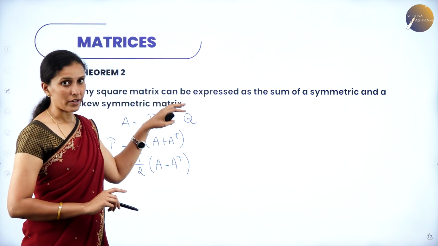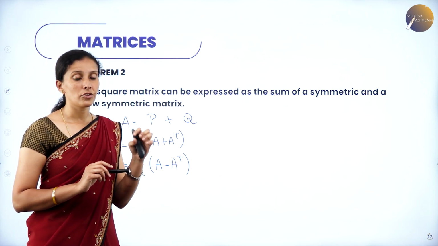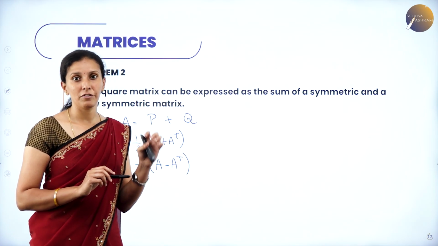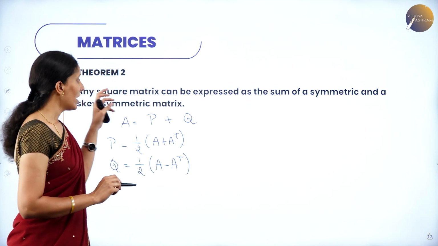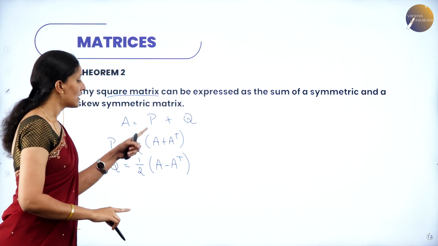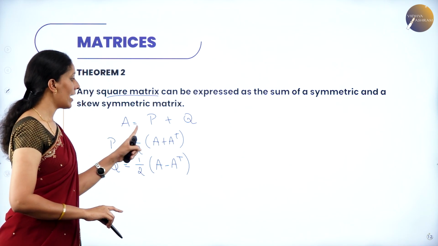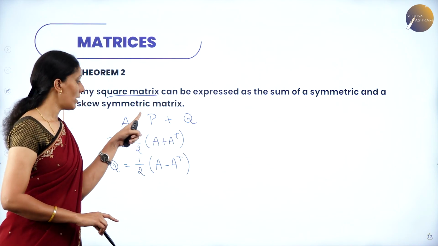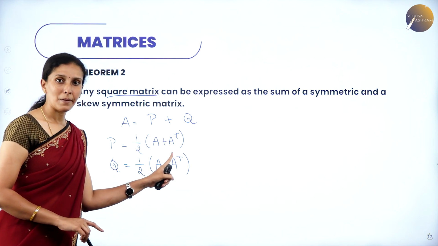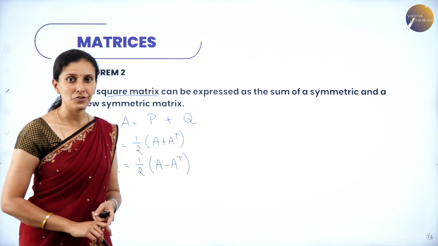Hence, any square matrix (I already told you symmetric and skew symmetric are only defined for square matrices), can be expressed as a sum of a symmetric as well as a skew symmetric matrix, in the way A is equal to P plus Q, where P is half of A plus A transpose and Q is half of A minus A transpose.